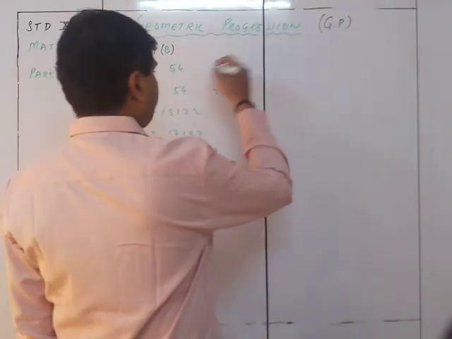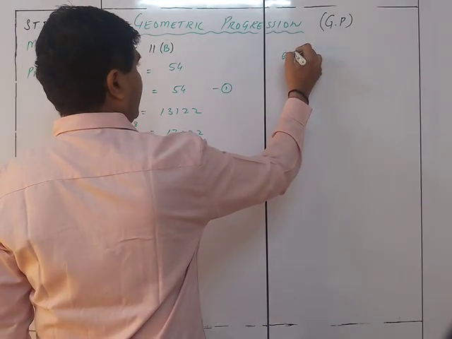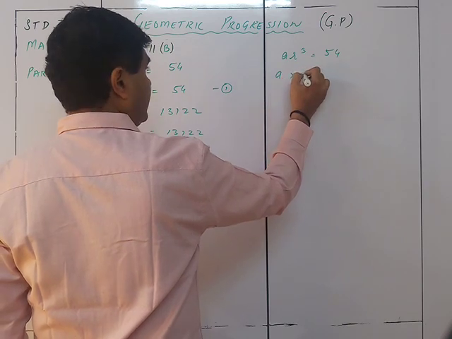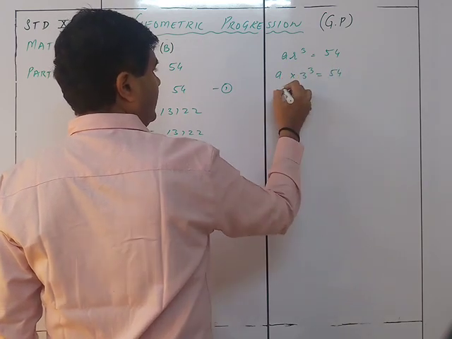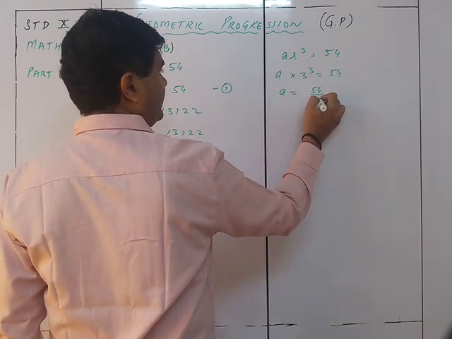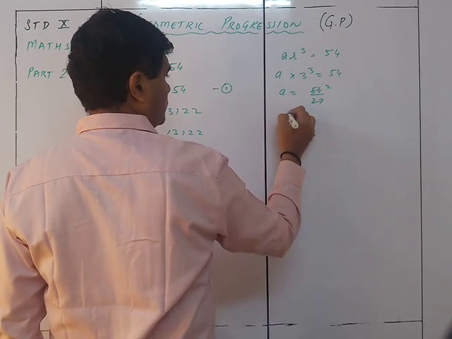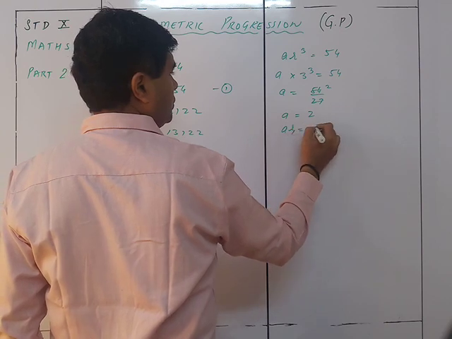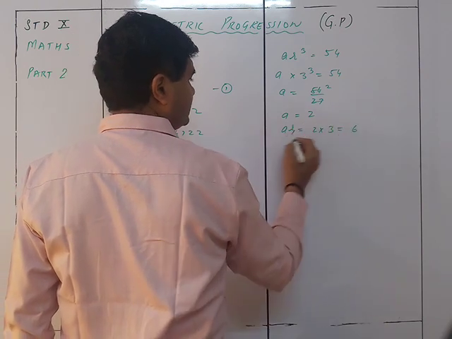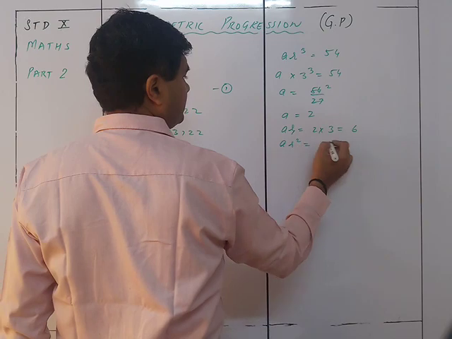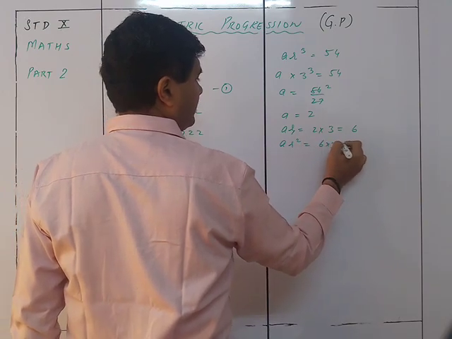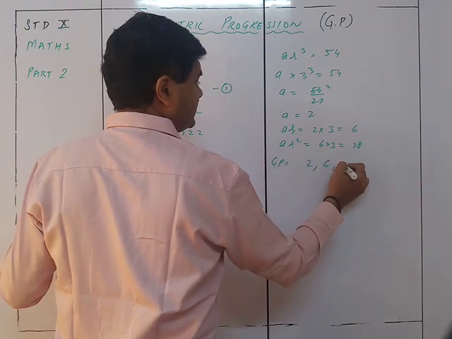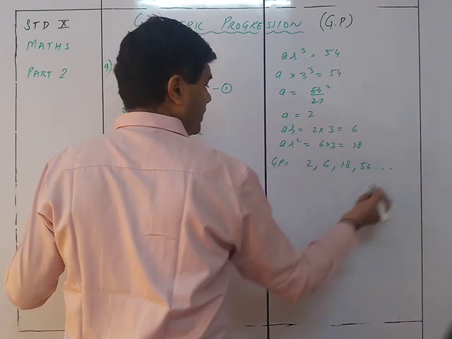If we take the first term, ar raised to 3 is equal to 54. So a into 3 raised to 3 is equal to 54. a is equal to 54 upon 27, that will give me 2. So a is equal to 2. Therefore, ar is equal to 2 into 3, which is 6, and ar square is 6 into 3, which is 18. So the GP is 2, 6, 18, 54, and so on.